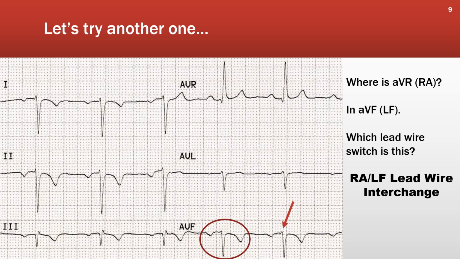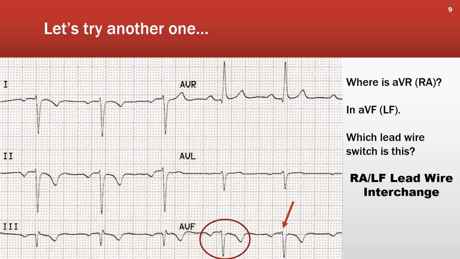Now, here's a little problem here. This lead AVR has a little bit of an R wave that precedes the negative portion of the QRS. That's unusual. I would even say a little bit abnormal for lead AVR. But of the three augmented leads here, with the very obvious negative P wave, negative QRS, and asymmetrically negative T wave, the morphology we're seeing in AVF is definitely that of lead AVR.